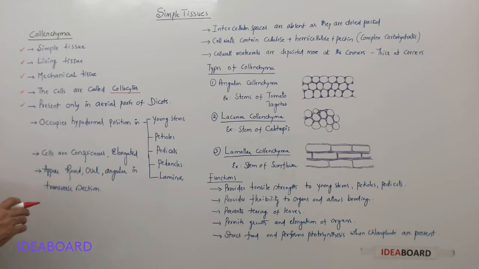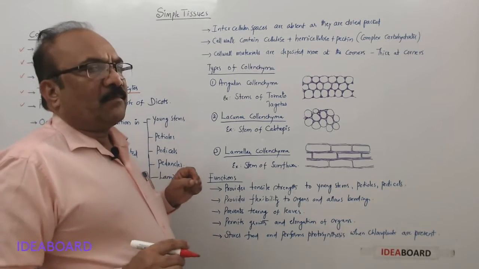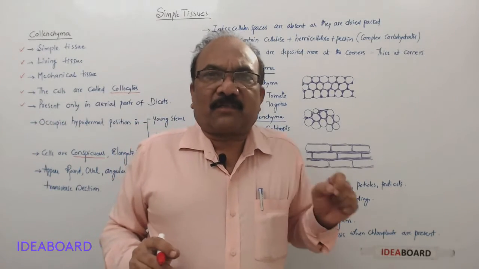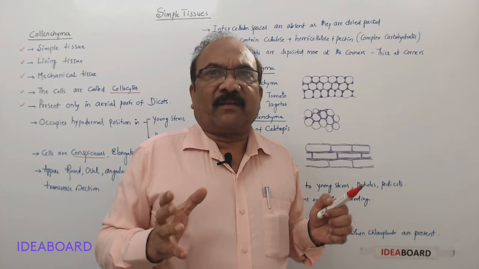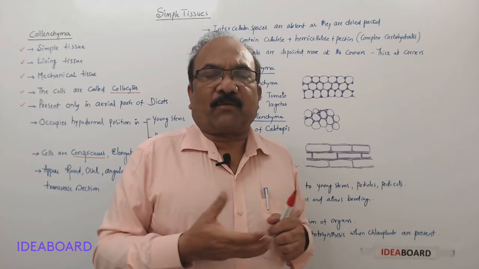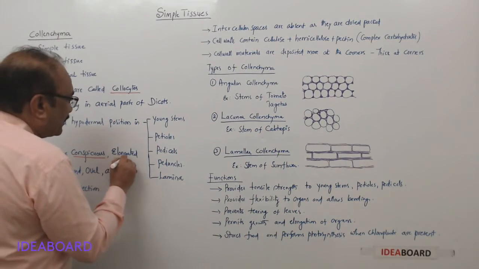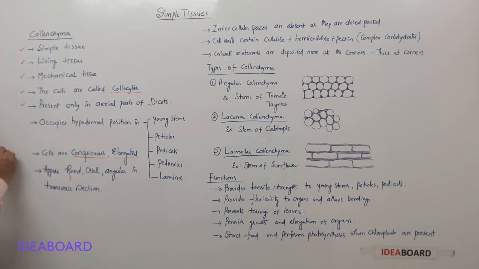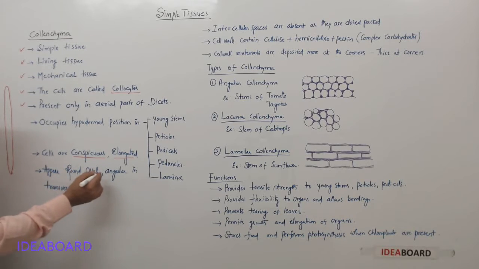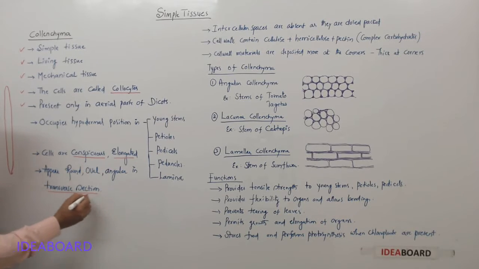Now when we come to the structural details, the cells are conspicuous, which means they are very clear, because they are not small cells, they are big cells. That's why they are very clearly observed under the compound microscope. So they are conspicuous, and they are elongated. That means the cells are elongated like this, but appear round, oval, angular in transverse section.